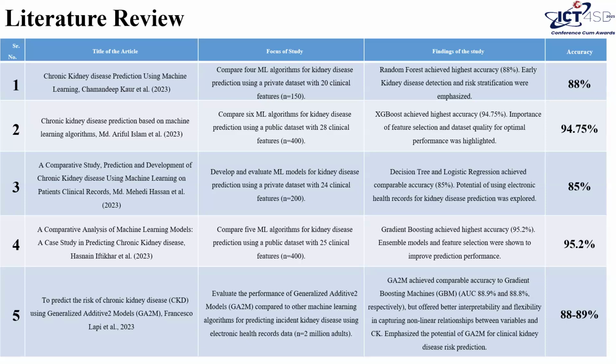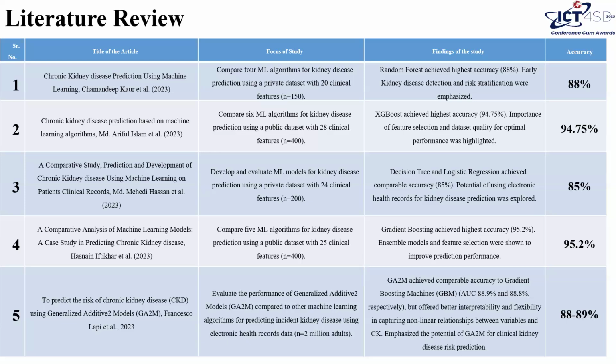Fourth, the title of the article: A Comparative Analysis of Machine Learning Models, a Case Study in Predicting Chronic Kidney Disease. Focus of study: compare 5 ML algorithms for kidney disease prediction using a public dataset with 25 clinical features. Finding of study: gradient boosting achieved the highest accuracy, 95.2%.